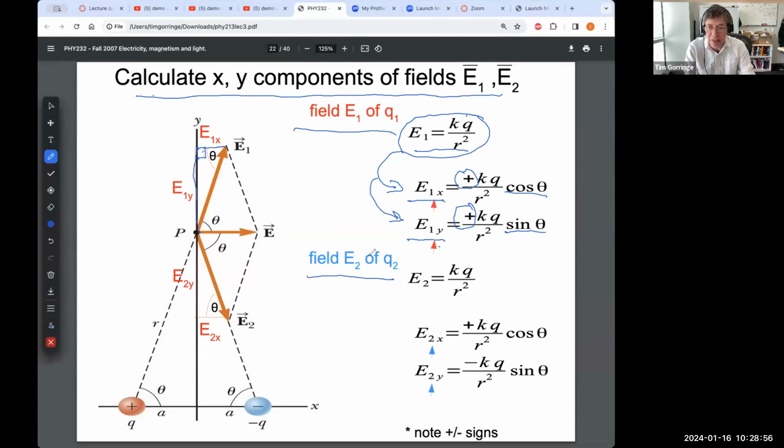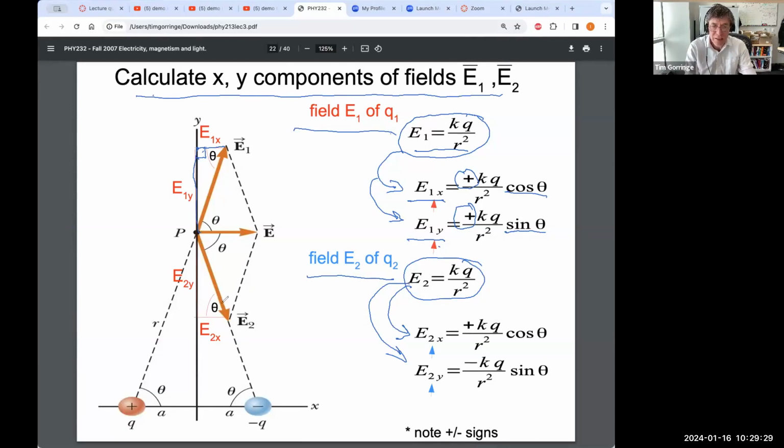The same calculation works for the field E2, that's this one downstairs here, due to Q2, the negative charge. The strength of that field is just given by Coulomb's law again. It's k times the magnitude of this charge, divided by the square of the distance we are from that charge. That again is R. R is this distance here. Again, if we want the x and y components, let's consult the sketch.